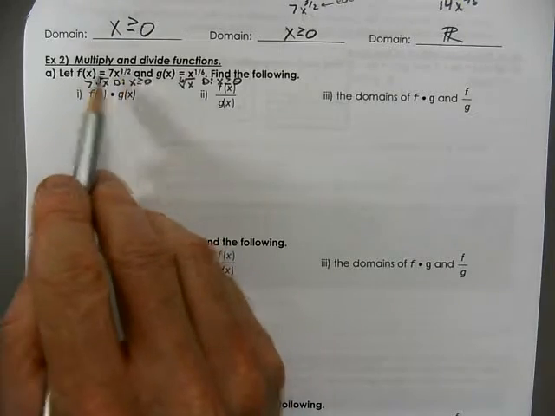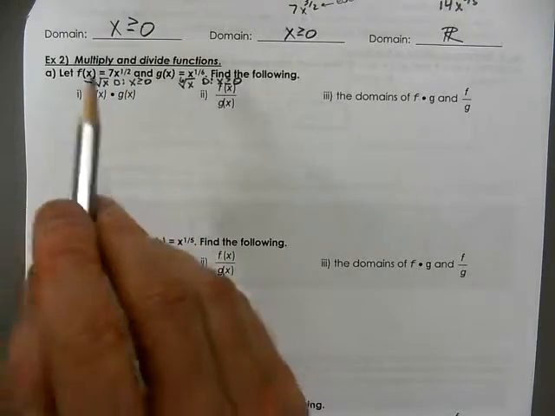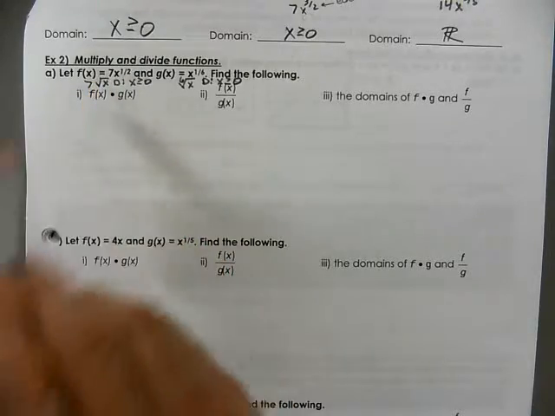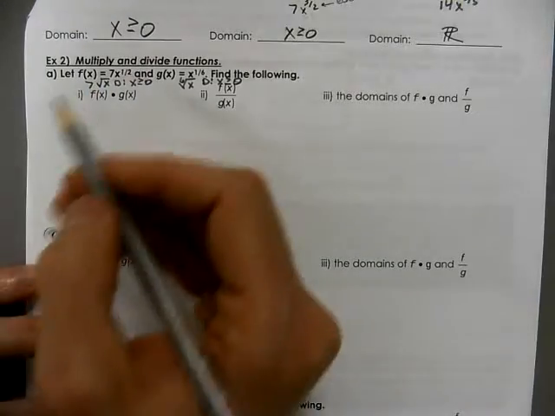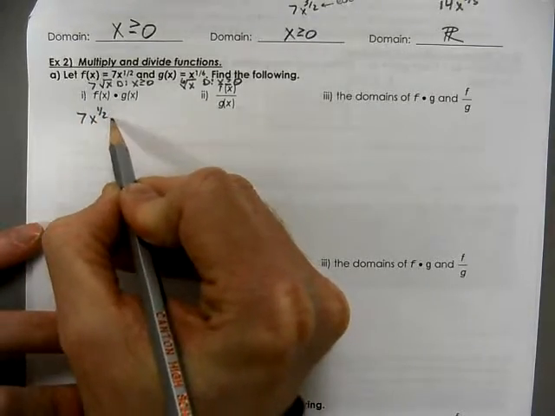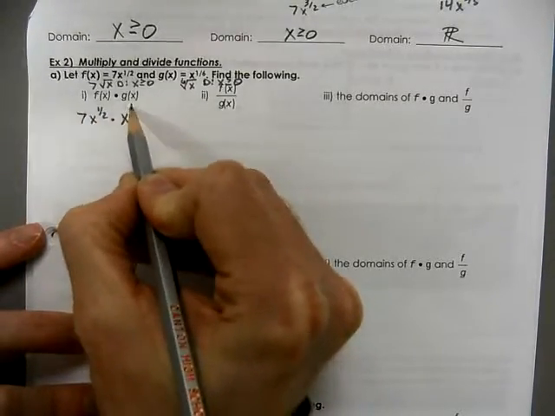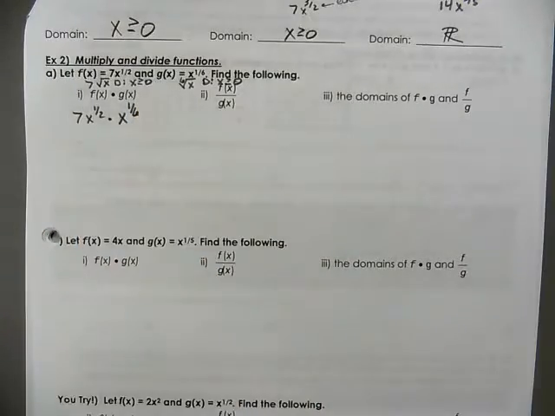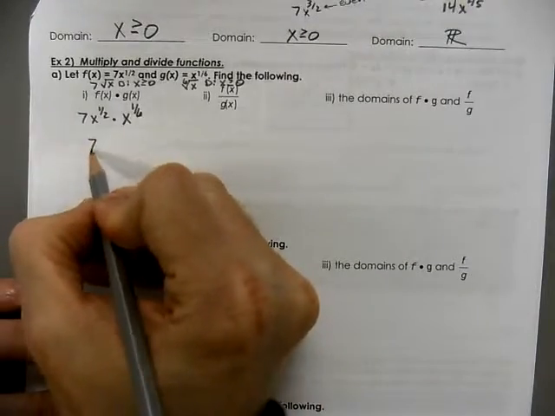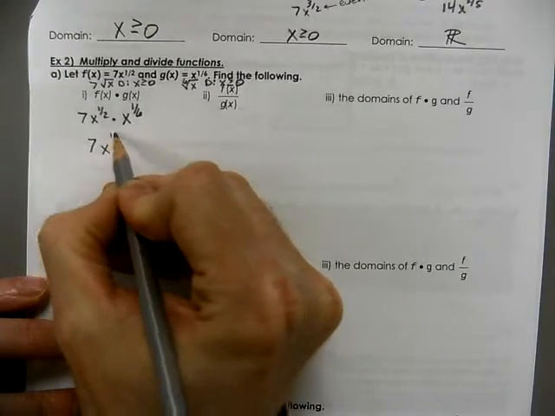We don't typically write the 2. I wrote it earlier just to show you where it went, but we typically wouldn't write a 2 for a square root. So we're going to take 7x to the 1/2 times x to the 1/6. How could we multiply those together? To multiply these together, we have to add exponents.